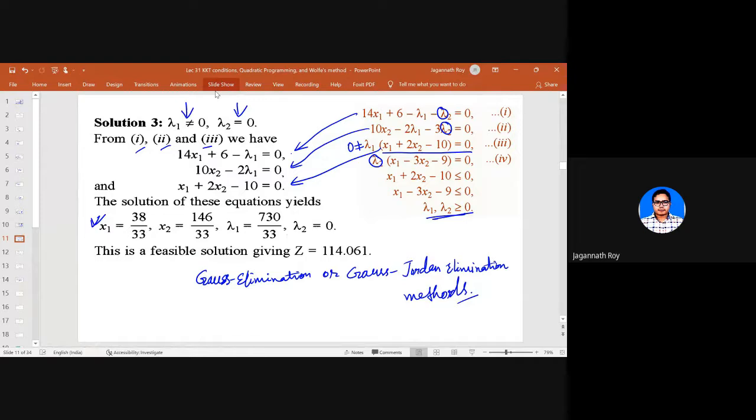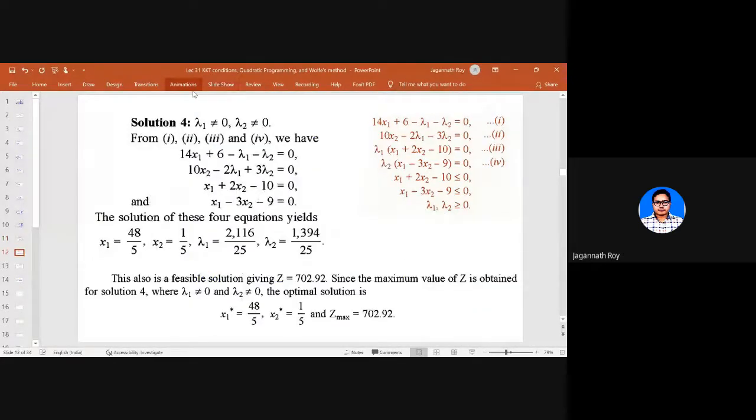And then we try to find out the z value. The only thing remains is if both are non-zero. If both are non-zero, then what will happen? In that case, we will have equation number 1 and equation number 2. If this is non-zero, that means the other part is 0.